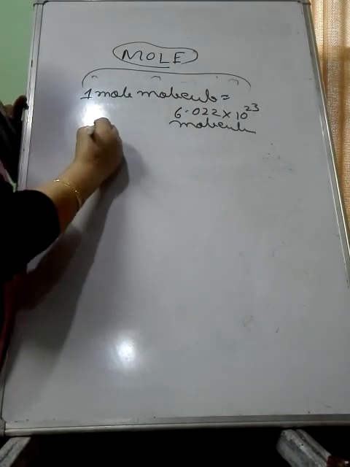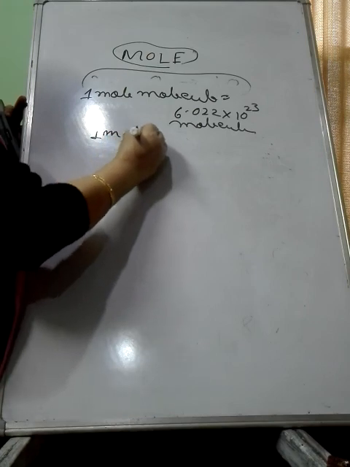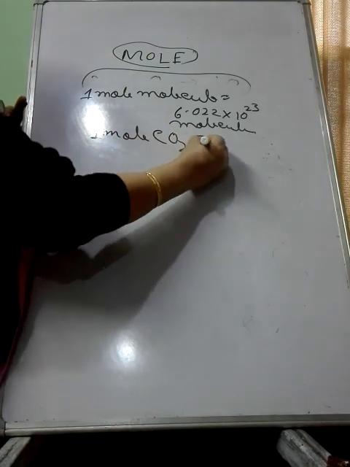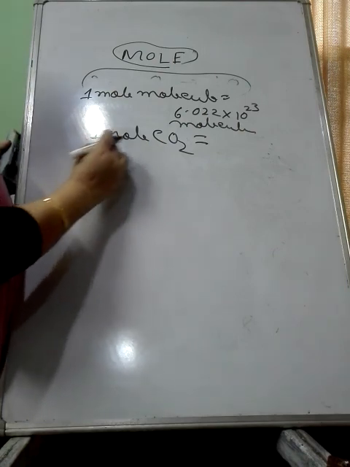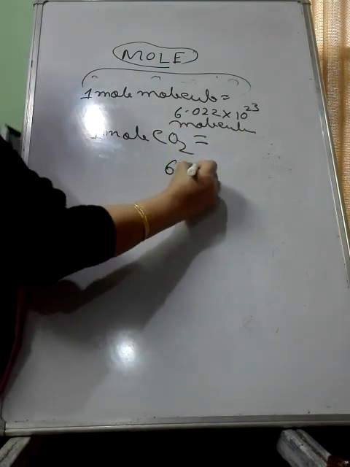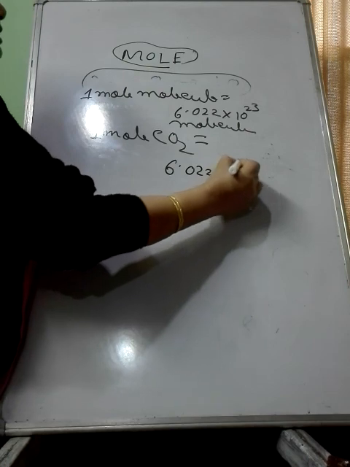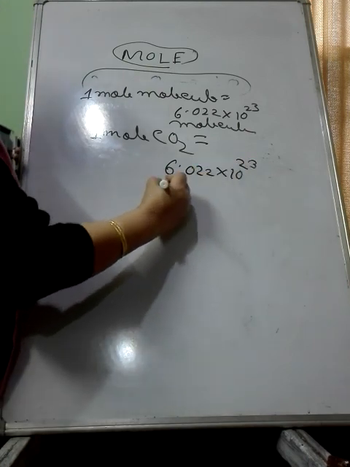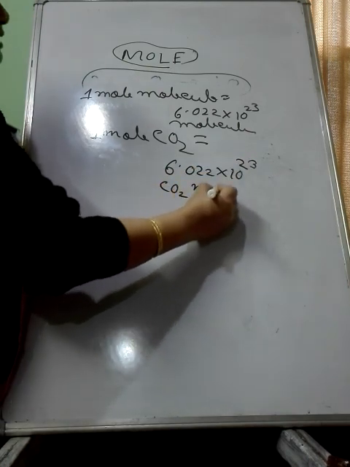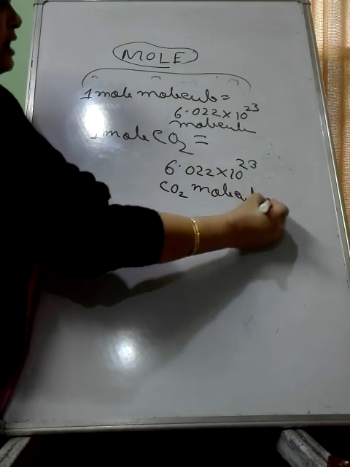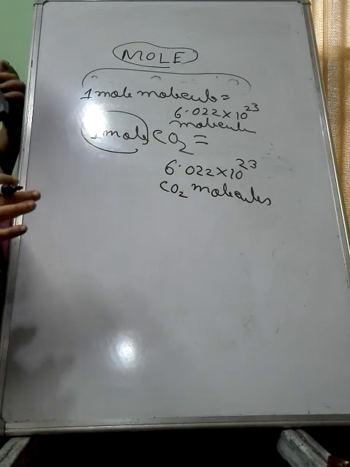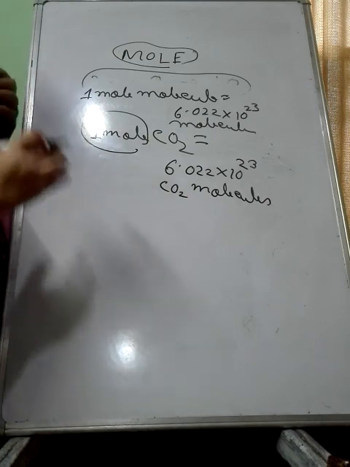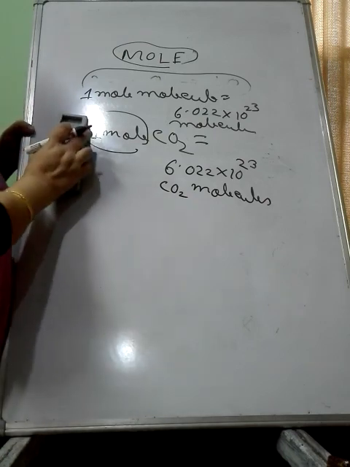Suppose 1 mole of carbon dioxide. If anybody asks you how many carbon dioxide molecules there are in 1 mole of carbon dioxide, your value will be 6.022 × 10^23 carbon dioxide molecules. So I think you have got the concept of it. 1 mole means 6.022 × 10^23.